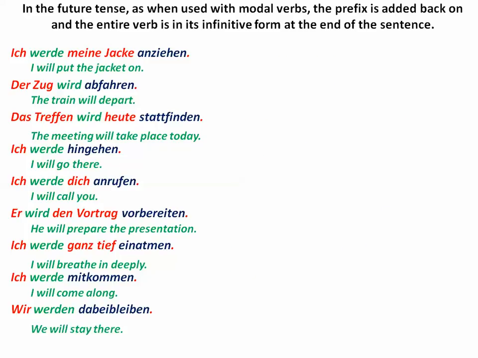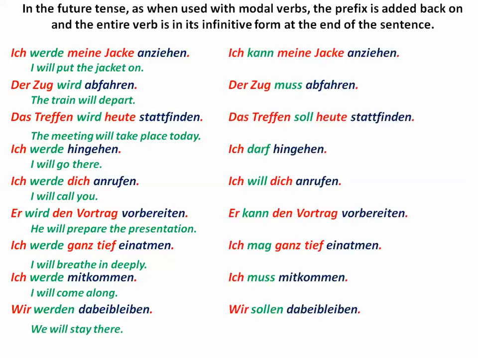Now, if we use modal verbs, and modal verbs are a class of six verbs in German that always push the other verb to the end of the sentence and put it in its infinitive form. So the modal verbs are können, müssen, wollen, sollen, dürfen, and mögen. And here we have the different conjugations of these verbs. The first example, first person singular, ich kann. So we have anziehen together at the end. So ich kann meine Jacke anziehen.